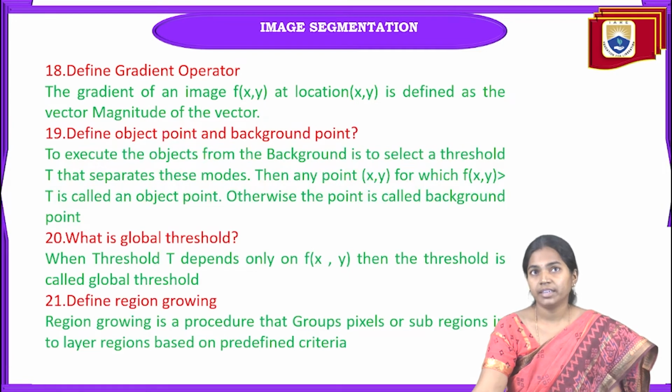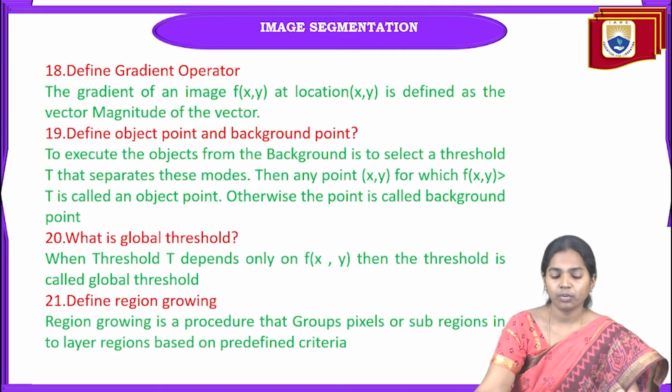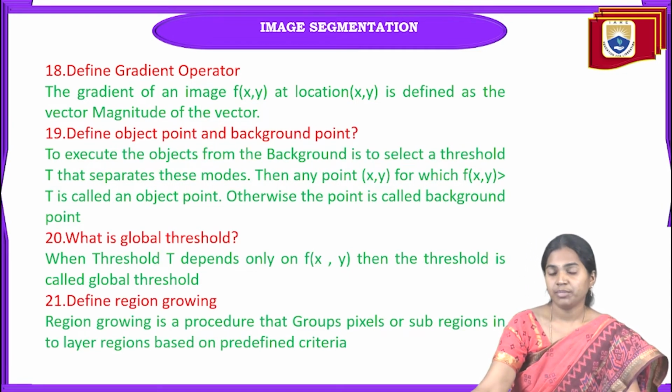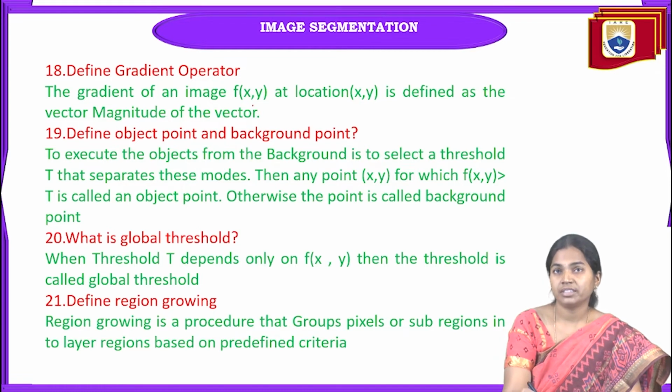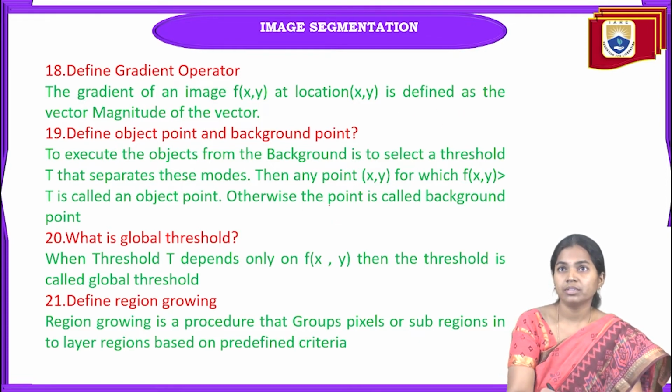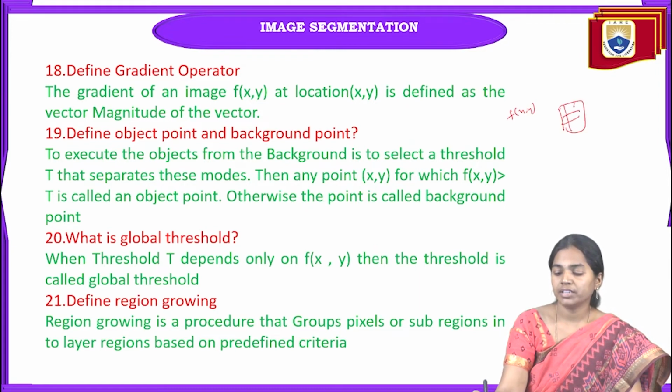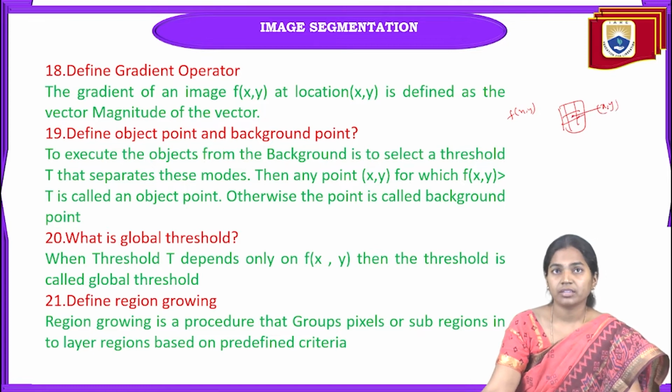Define gradient operator. The gradient operator of an image, where we represent the image as f of x comma y, at location x comma y is defined as the vector magnitude of the vector. Here f of x comma y: if we are considering the image, this location we are representing with x comma y.